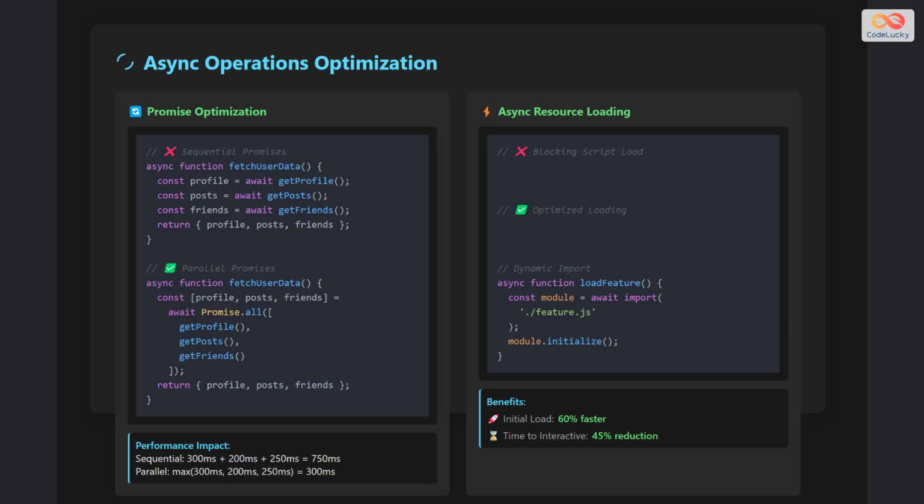Additionally, when loading resources, it is better to use the defer or async attribute while including a JavaScript file in HTML, and use dynamic imports where applicable. This improves the initial page load and prevents the page from waiting for these resources.